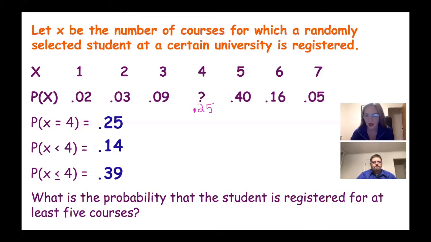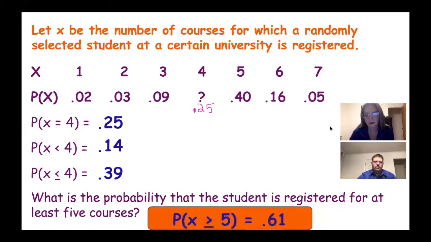What is the probability that the student is registered for at least 5 classes? At least 5. What does that mean? At least 5, well, it would be the complement of what you just had there. There'd be 5, 6, or 7. So I could add up those ones or take the one she just did away from 1 and get 0.61.